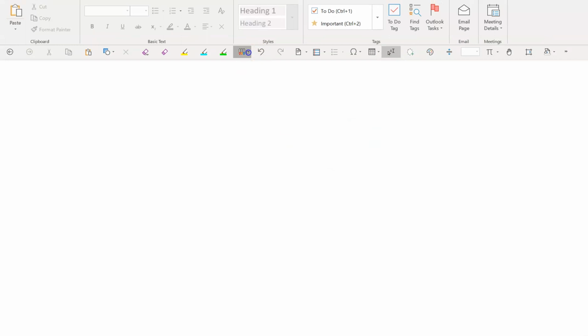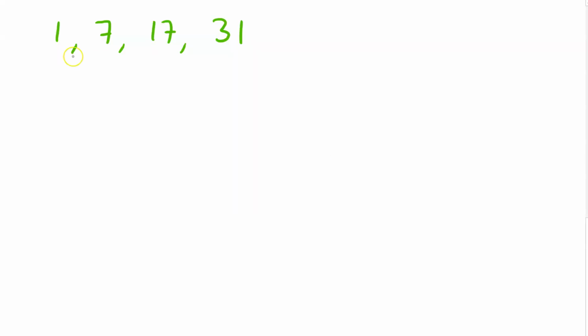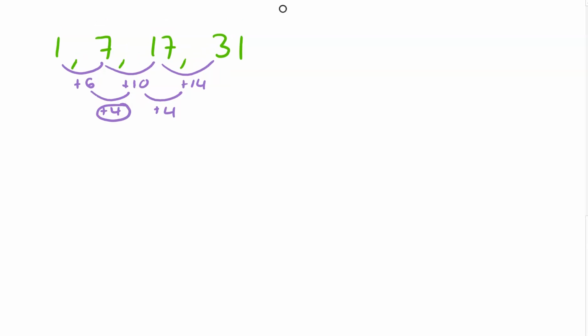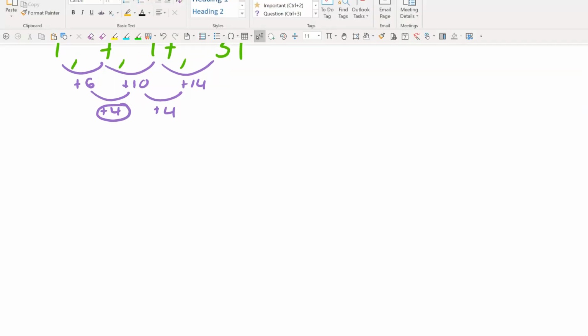Still the same thing. Work out the differences. That's gone up by 6, that's gone up by 10, that's gone up by 14. So the first differences are not the same, but the second differences are the same. Half of that number is how many n squareds I have, so I have 2 n squareds.